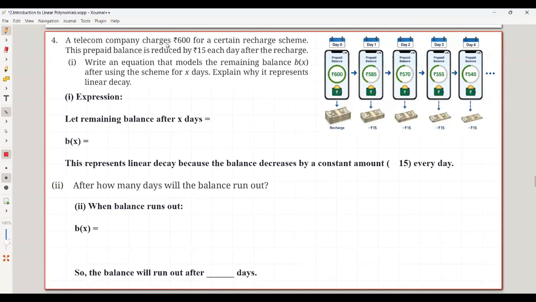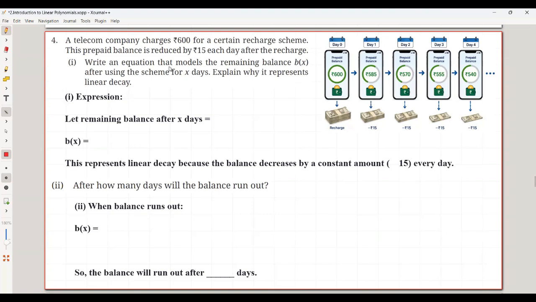A telecom company charges rupees 600 for a certain recharge scheme. The prepaid balance is reduced by rupees 15 each day after the recharge. So initially it charges rupees 600, and every day 15 rupees is deducted after the recharge. Write an equation that models the remaining balance P of X after using the scheme for X days, and explain why it represents linear decay.